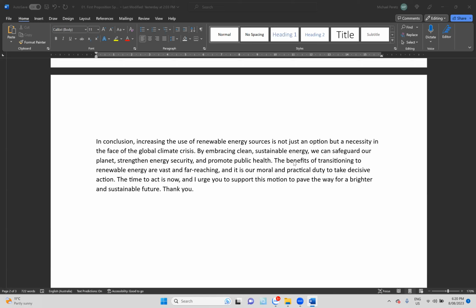The benefits of transitioning to renewable energy are vast and far-reaching, and it is our moral and practical duty to take decisive action. The time to act is now. I urge you to support this motion to pave the way for a brighter and sustainable future. Thank you.